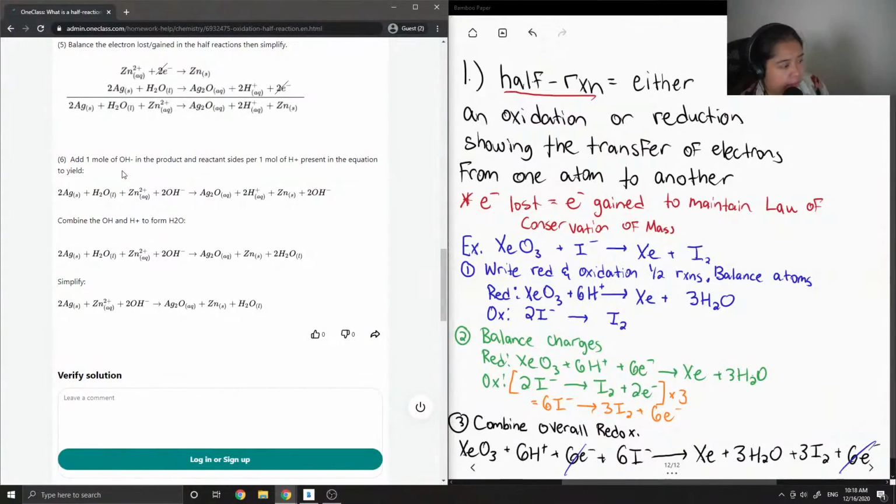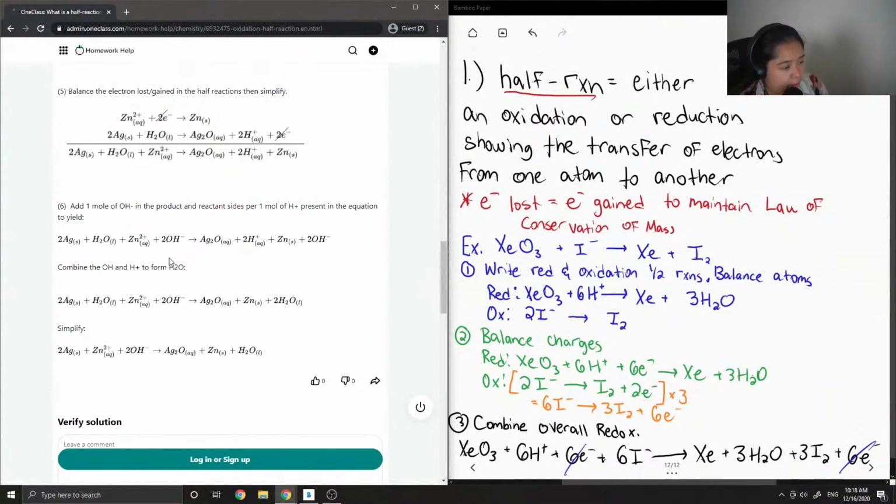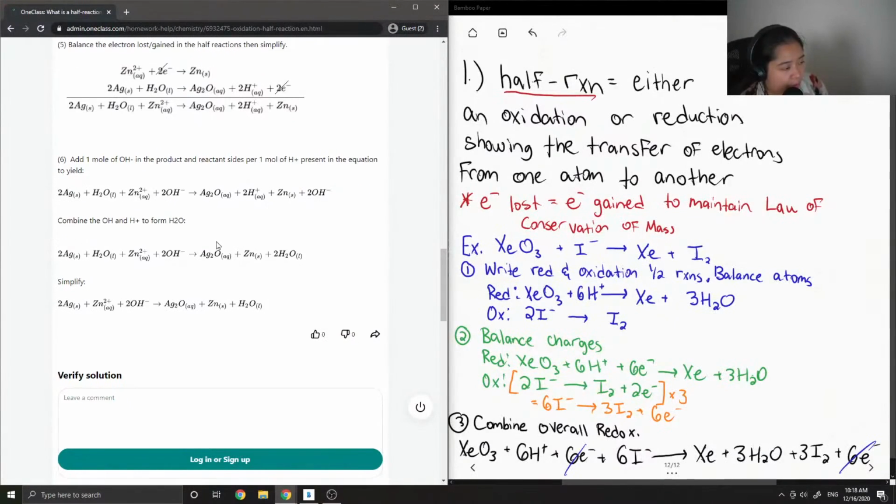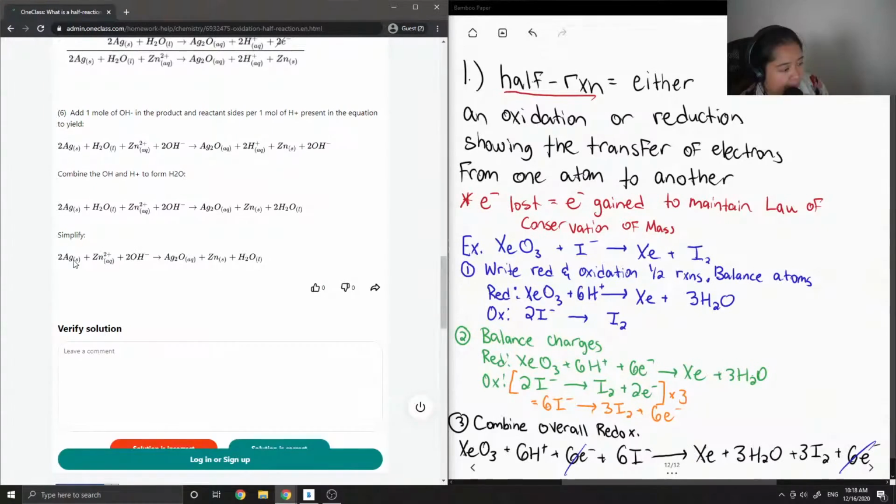6, add 1 mole of OH minus in the product and reactant side per 1 mole of H plus present in the equation to yield. So see here they added OH minus on both sides and H plus as well. Combine the OH and H plus to form H2O. So they pretty much just combined these two. And then simplify.